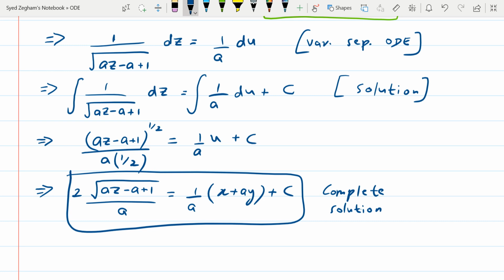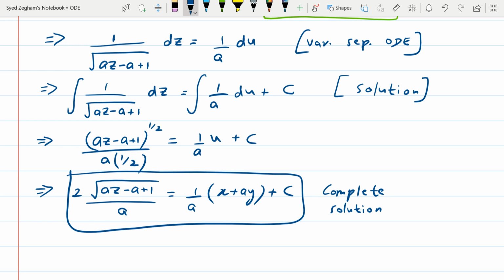If you want to simplify this solution, we can do this, but I will leave it for you to further simplify this expression and try to write z is equal to something. Okay, that last part of simplification, I am leaving it to you. You can write the final solution in terms of z. Okay, z is equal to some function of x and y and a and c. So you try that yourself.